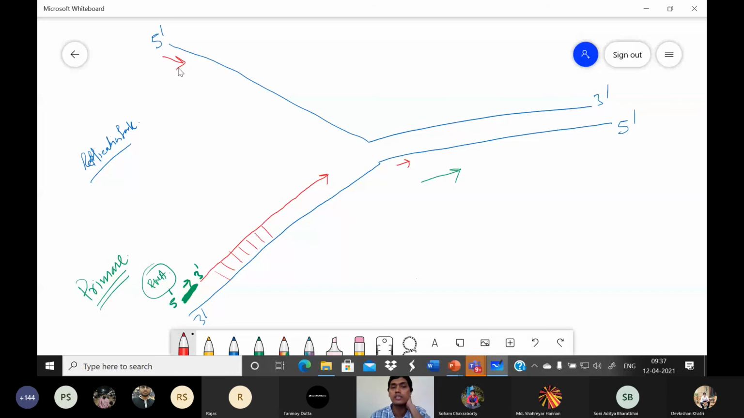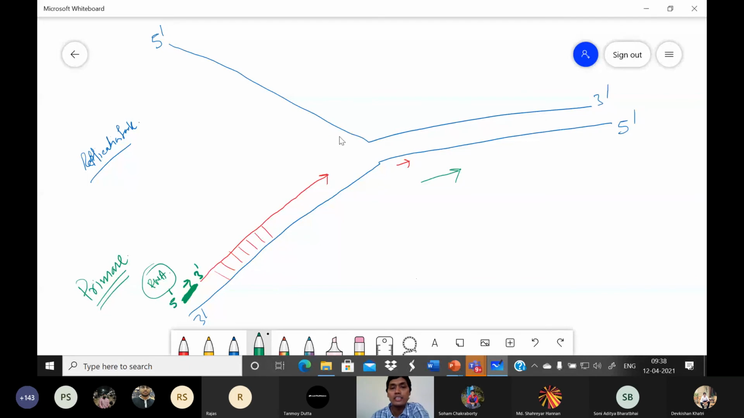Can you suggest any solution, any students? First, small pieces will be added, then they will be joined later. Yeah, exactly. Very good. So this portion is opened only. In this strand, this is called lagging strand synthesis. It goes a little bit slowly. This portion is just open, and that makes the fork.